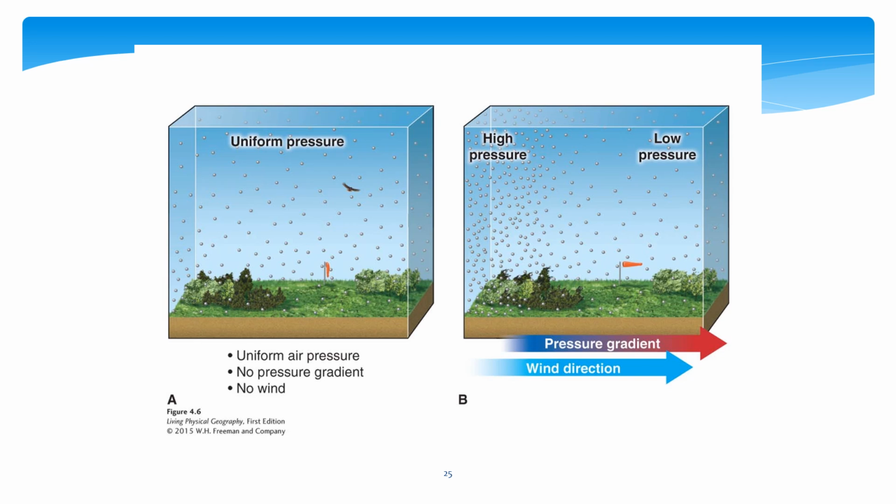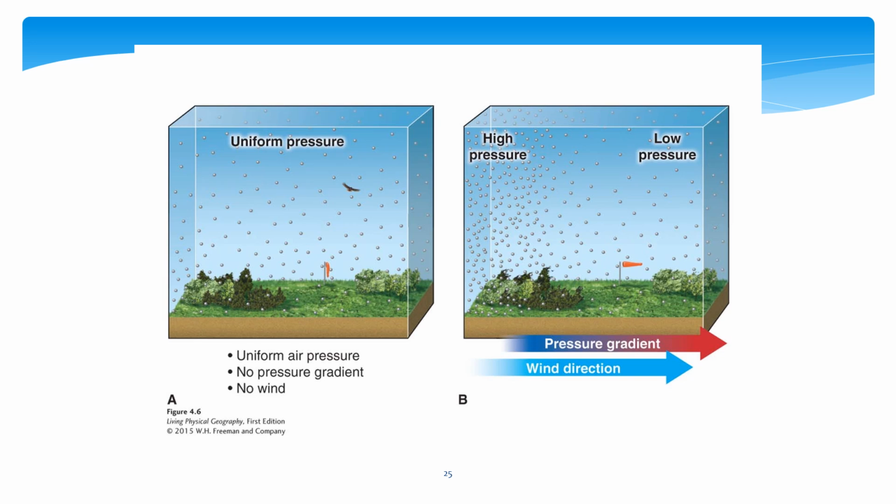Let's look down at our arrows beneath it. Our top arrow says pressure gradient. Gradient means a slope. The difference between two different quantities, that's a gradient.